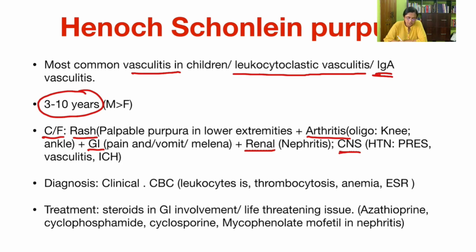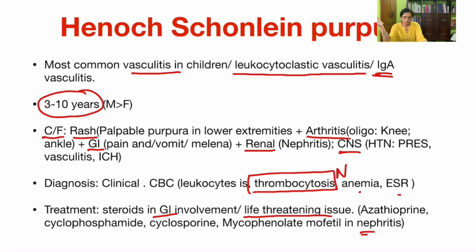If you do a CBC, what you will find is thrombocytosis, or the platelet count can be normal also. Apart from that, there can be mild anemia and ESR would be elevated. Now the treatment is, it is self-resolving. Remember, steroid is only used in case of GI involvement or life-threatening issue. In case of nephritis, you might have to use azathioprine, cyclophosphamide, cyclosporine, or mycophenolate mofetil.